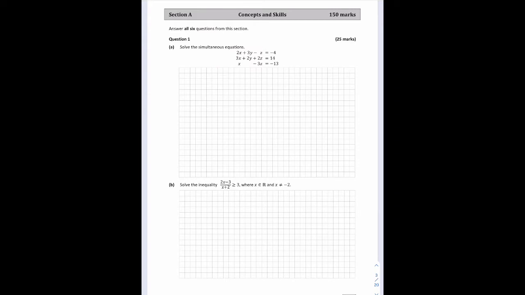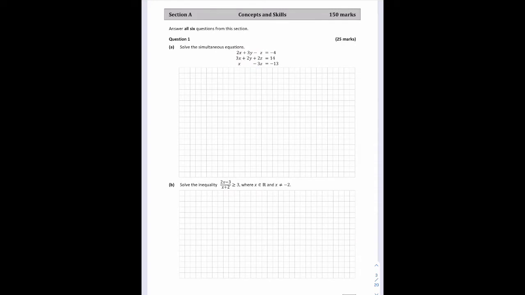So we see that the first 2 simultaneous equations, these 2 here, are equations in 3 variables. So you've got x, y, and z. And then the last one, the thing that stands out to me is that this is only in 2 variables. So you've got the x and then the z.